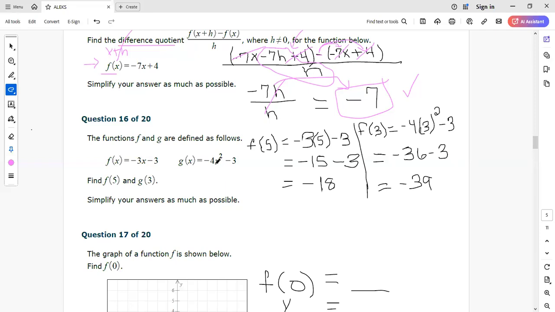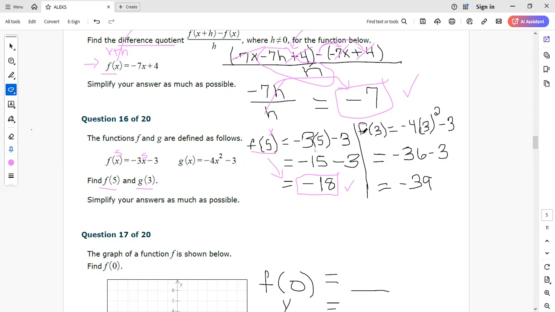For 16, we're given f of x is equal to negative 3x minus 3. G of x is equal to negative 4x squared minus 3. We're finding f of 5 and g of 3. So here f of 5, we're replacing 5 everywhere x is in our f function. Okay, so we get negative 3 times 5, that gives us negative 15. Minus 3, we carry down, negative 15 minus 3 gives us negative 18. So f of 5 is negative 18.